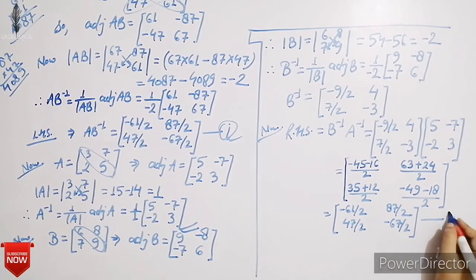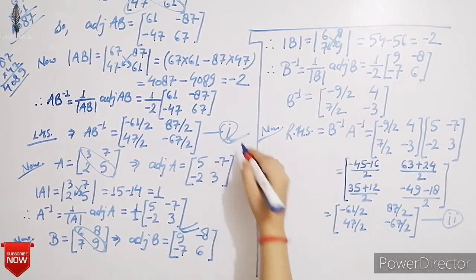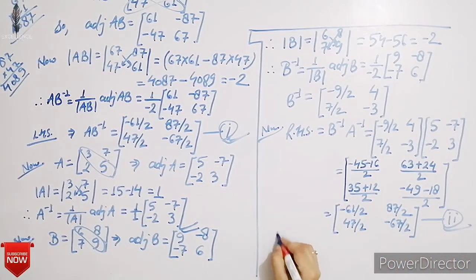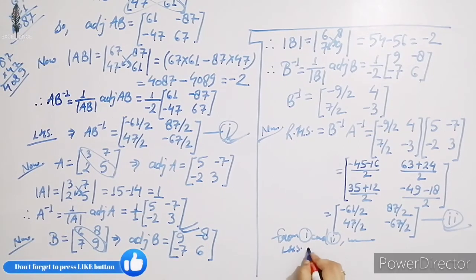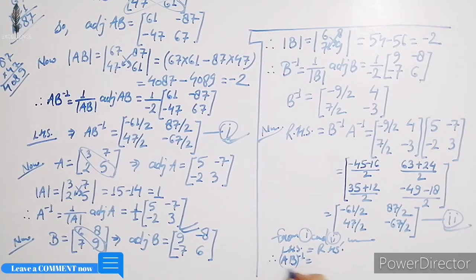Let it be equation second. So clearly from the first and second equations, the LHS part is equal to the RHS part. So we have (AB) inverse is equal to B inverse A inverse. Hence verified.